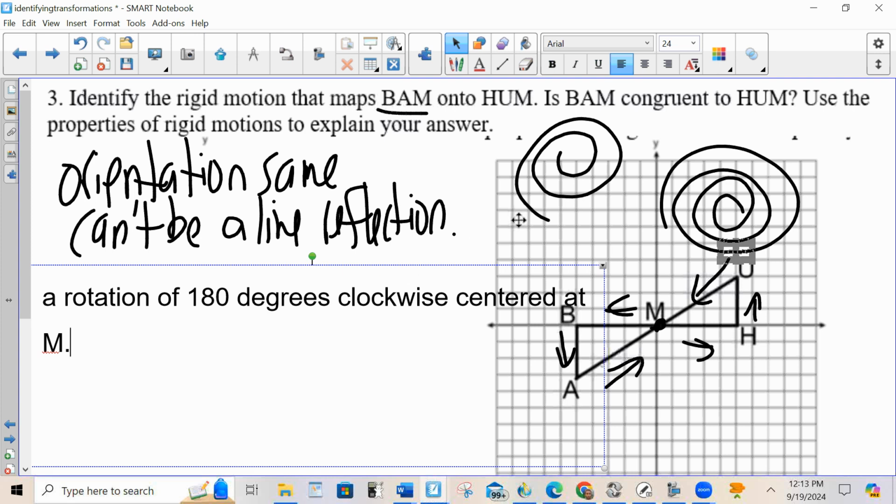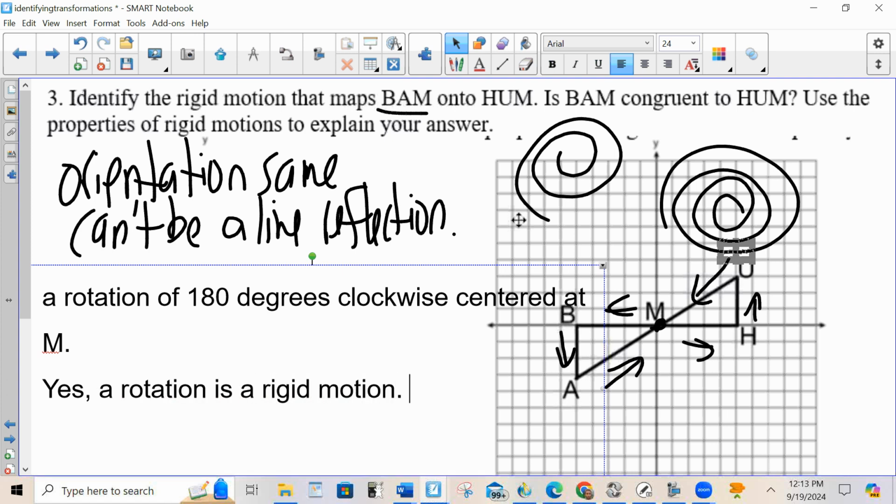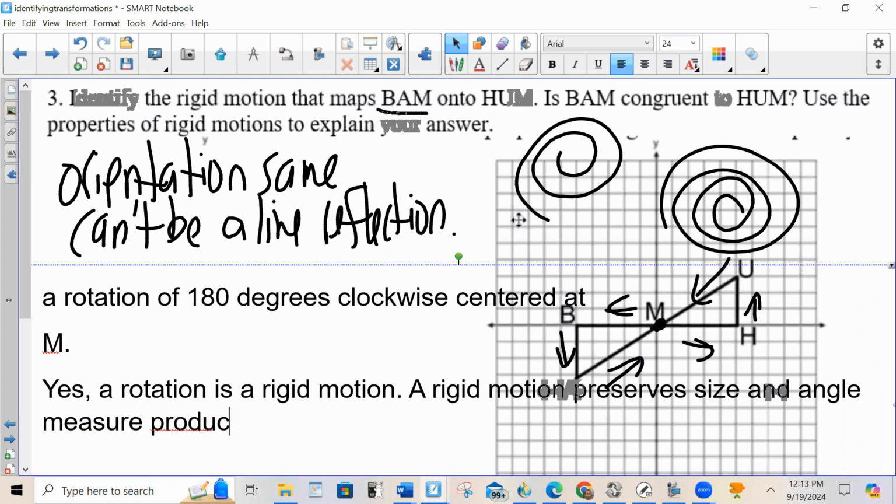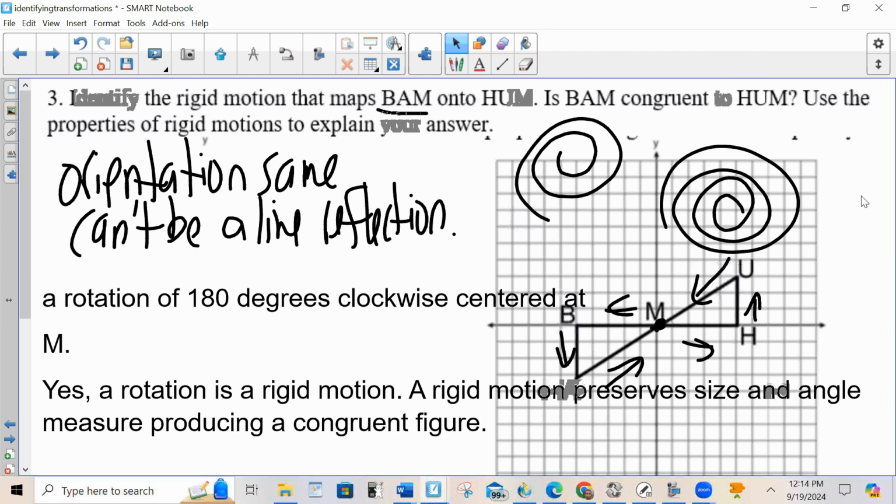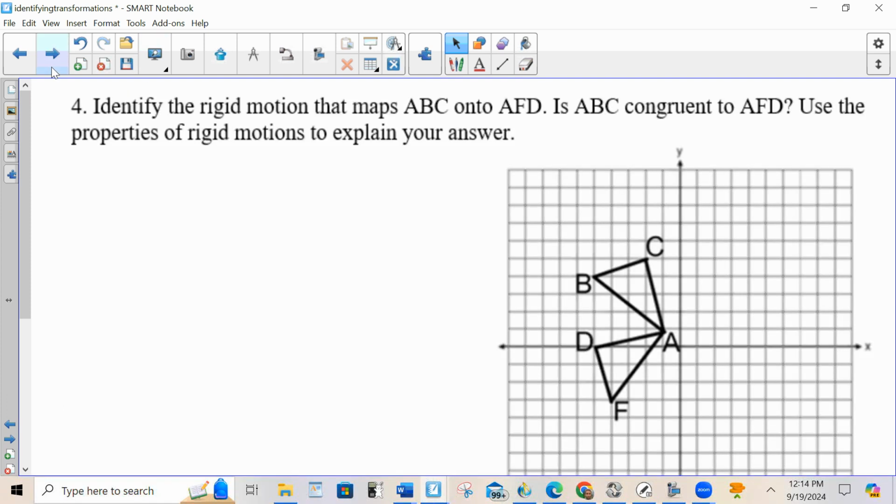Are the triangles congruent? Yes. A rotation is a rigid motion. A rigid motion preserves size and angle measure, producing a congruent figure. And that's it. Let's take a look at a couple more, and then I'm going to move on.